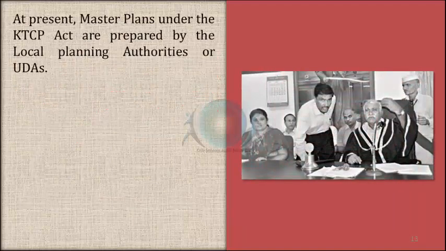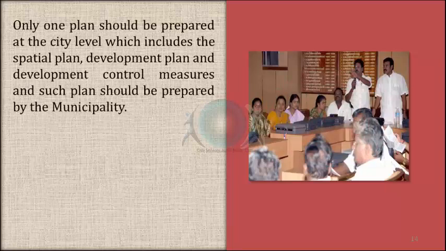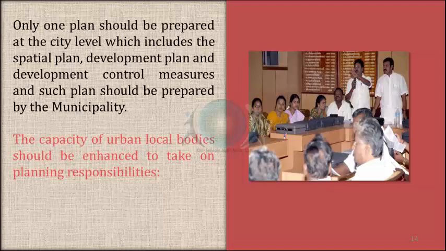At present, master plans under the Karnataka Town and Country Planning Act are prepared by the local planning authorities or the urban development authorities. Under the Jawaharlal Nehru National Urban Renewal Mission, the municipalities have been expected to prepare a city development plan. The present practice of having a master plan, development plan, and comprehensive development plan will have to be given up. Only one plan will have to be prepared at the city level, which includes a spatial plan, development plan, and development control measures, and such plan should be prepared by the municipality itself. The capacity of the urban local bodies will have to be enhanced to take on all the planning responsibilities.